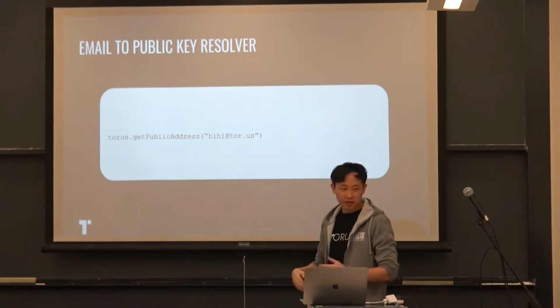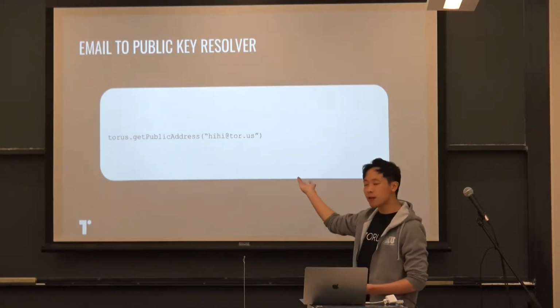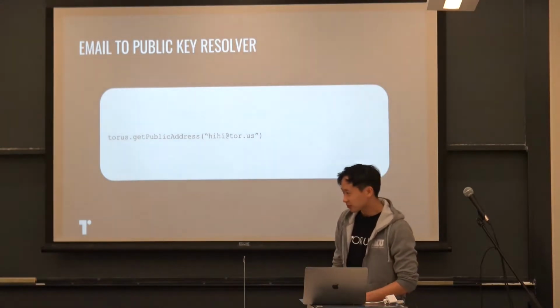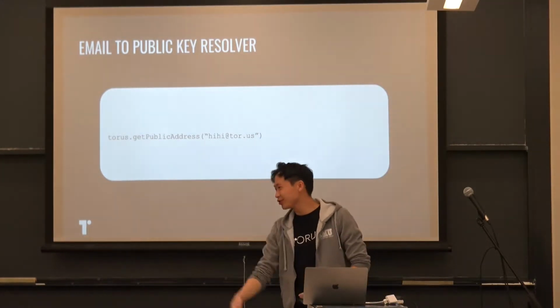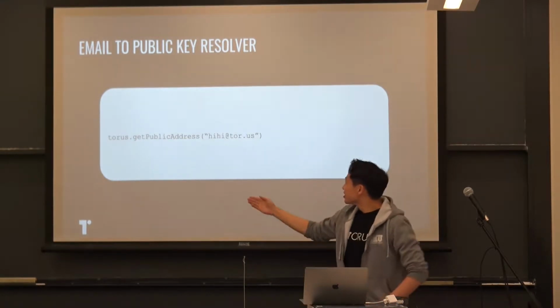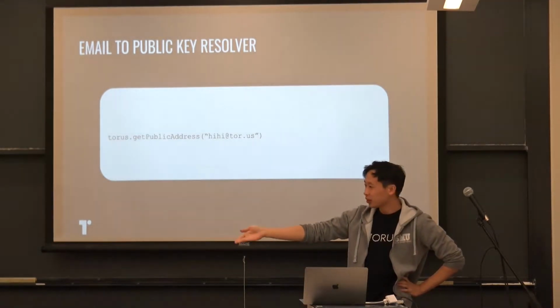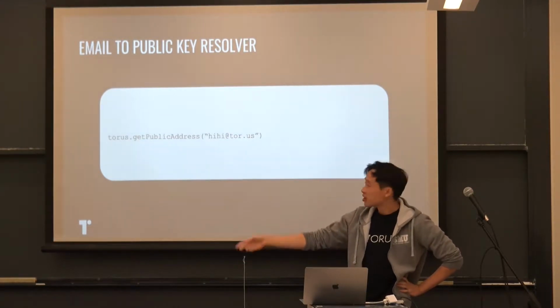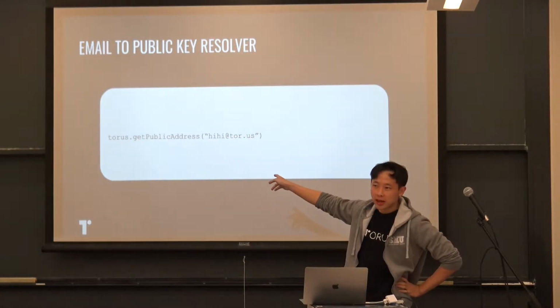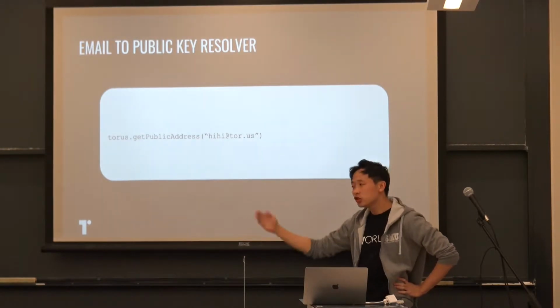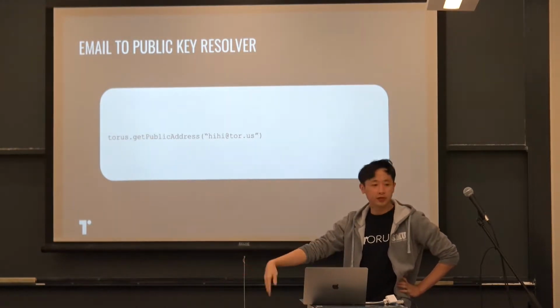A very simple example of how I would use this name resolver is if I wanted to send ETH to James, I would just get his Gmail address, name-resolve it to a public address, and then send that public address ETH. And only James can access that ETH.